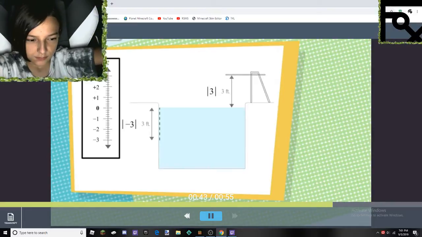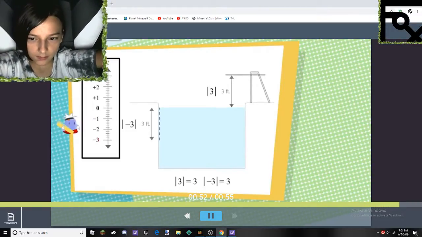Notice that there are two integers whose absolute value is 3. Positive 3 and negative 3.